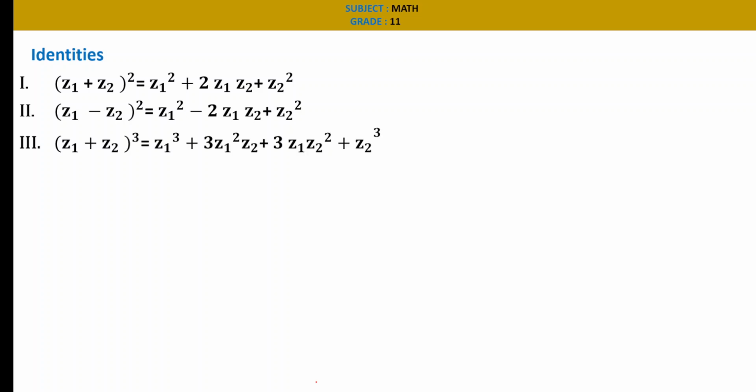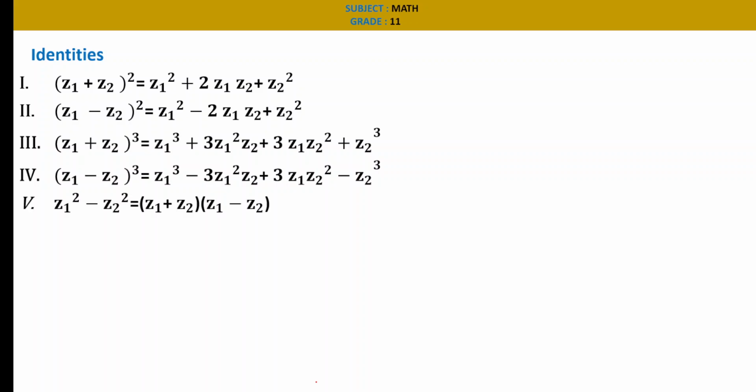Z1 plus Z2 whole cube is equal to Z1 cube plus 3 Z1 square Z2 plus 3 Z1 Z2 square plus Z2 cube. Here, Z1 minus Z2 whole cube is equal to Z1 cube minus 3 Z1 square Z2 plus 3 Z1 Z2 square minus Z2 cube.